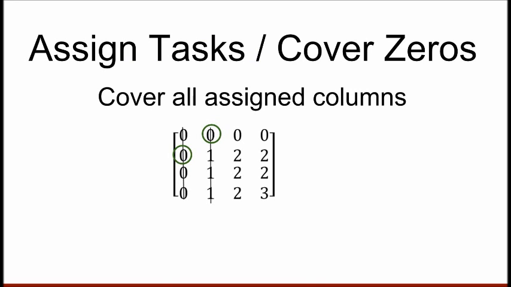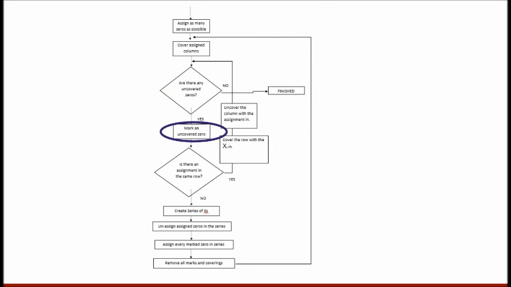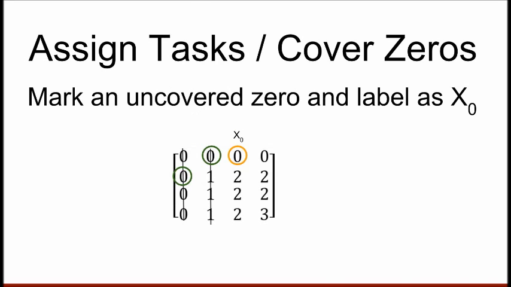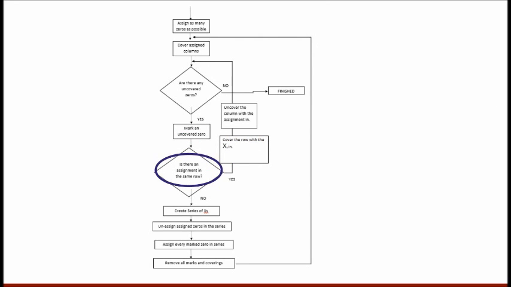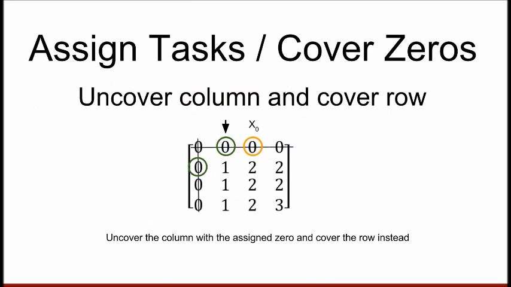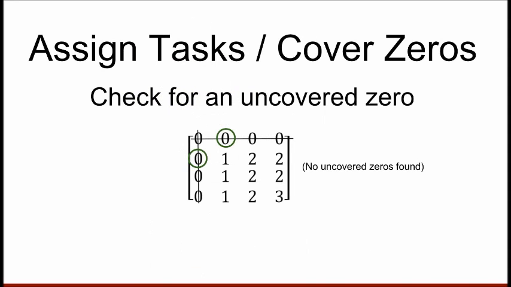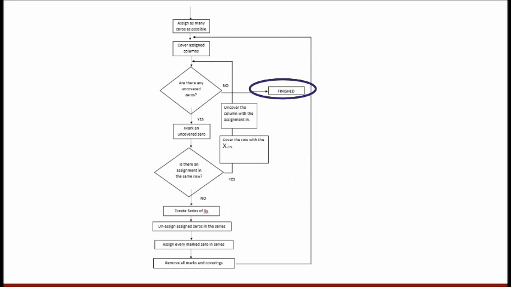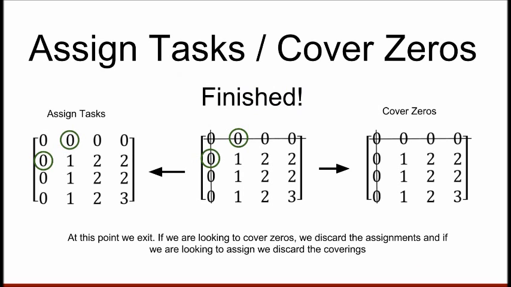We cover all assigned columns again, check for uncovered zeros. If there's one, we mark and label as x0, and then we check if there's an assignment in the same row, uncover the column, cover the row, and then check for any uncovered zeros. In this case, we're now done. What that means is that we've now covered all the zeros using the minimum number of horizontal and vertical lines, and if it was possible to have an assignment here, we would have found it, although because there's only 2 lines needed and it's a 4x4, no optimal assignment actually exists.